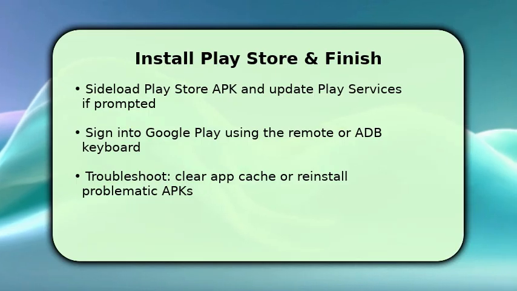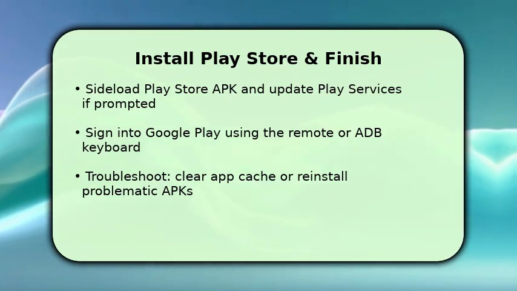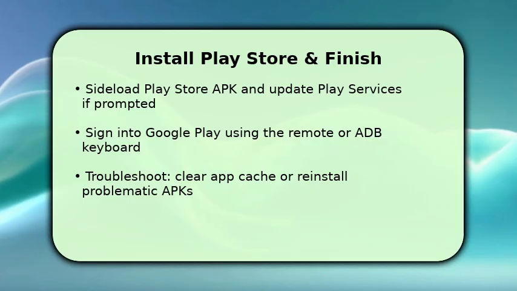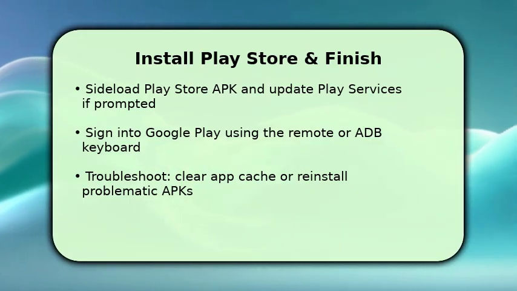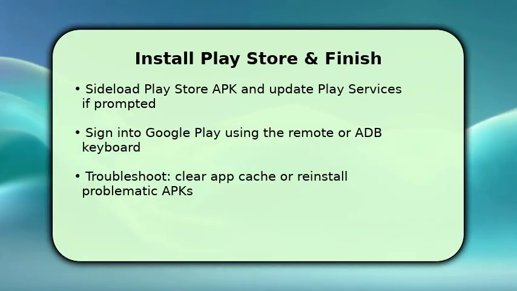Play services may update automatically. You sign into your Google account. If typing is slow, use ADB or a Bluetooth keyboard for convenience. Once signed in, install any app to confirm functionality.